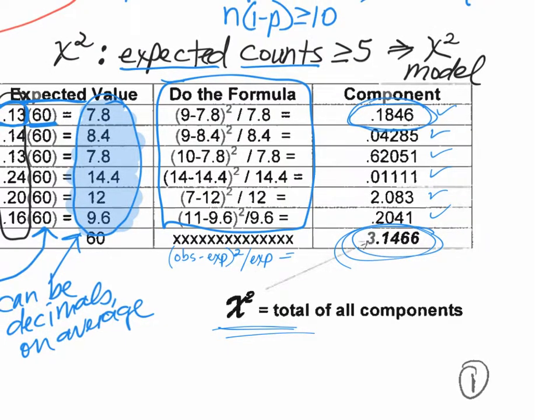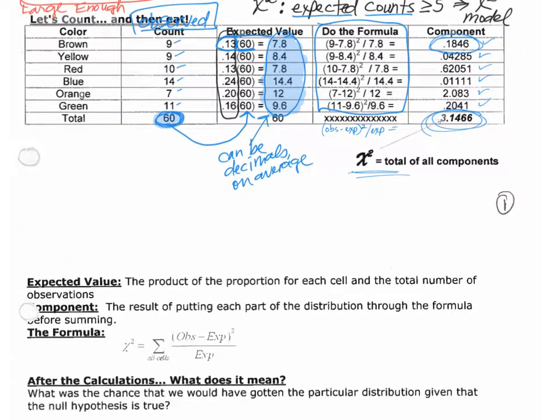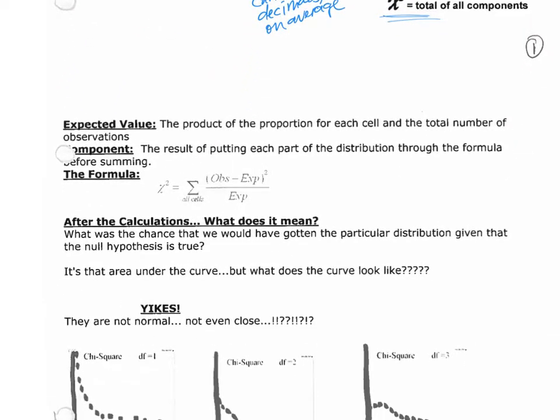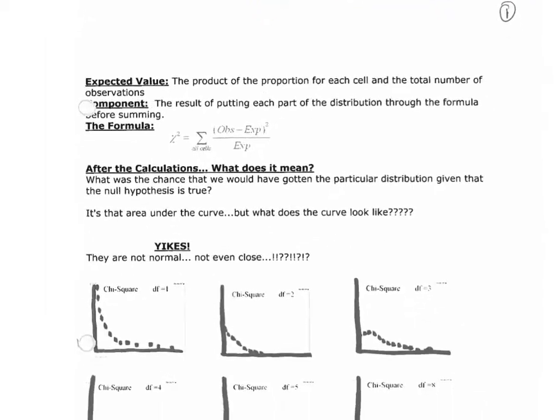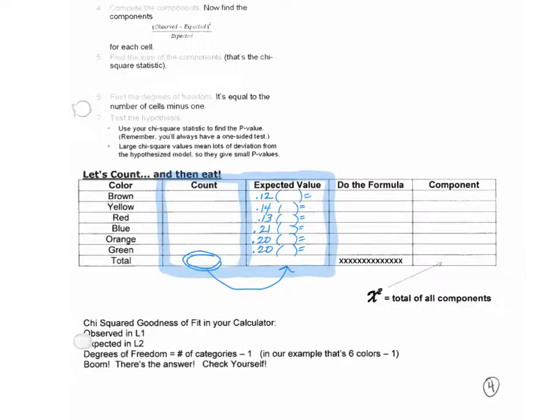All right, so that's what I want you working on right now. Get your total of all those discrepancies. If you're still working on getting your total chi-squared value, that's fine. So you're still working on getting all these components, total them up to get your chi-squared.